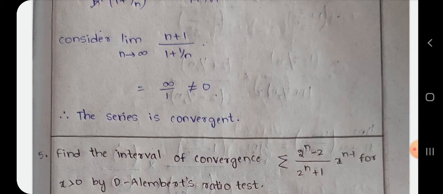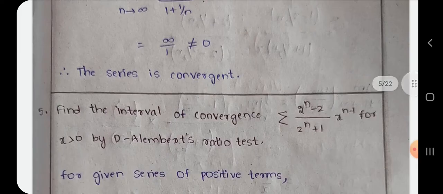Actually we need to say that the limit should be greater than 1. If it is greater than 1, then only you call it convergent. So by D'Alembert's ratio test, it is greater than 1. Don't say it is not equal to 0.